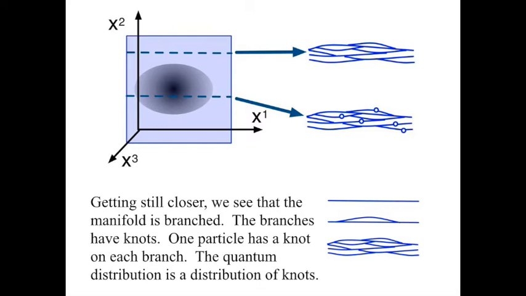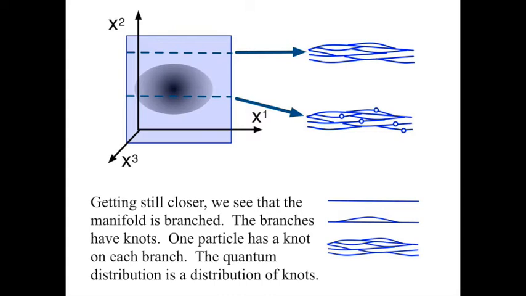For example, in the lower right, we see what the slice would look like if the manifold were unbranched with a single line. We see what the slice would look like if the manifold branched once. And below that, we see what the slice through the manifold would look like if the manifold were branched many times.